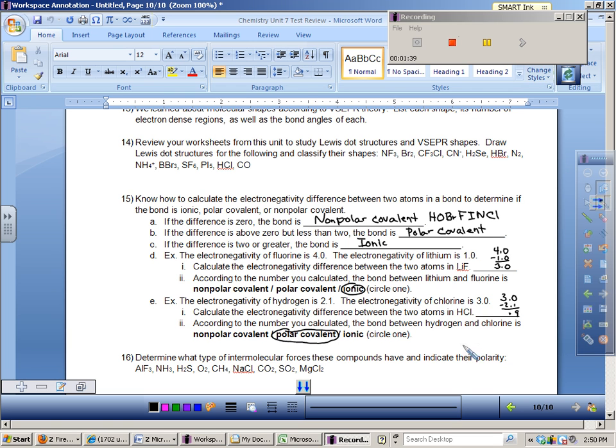And if we were going to draw that, we would have HCl. We'd have the little bubble at the hydrogen and the bigger bubble at the chlorine, where this would be slightly negative and this would be slightly positive. Or if you wanted to do it with the arrow, it would go this way, with the positive end being the hydrogen and the negative end being the chlorine. This ends number 15.